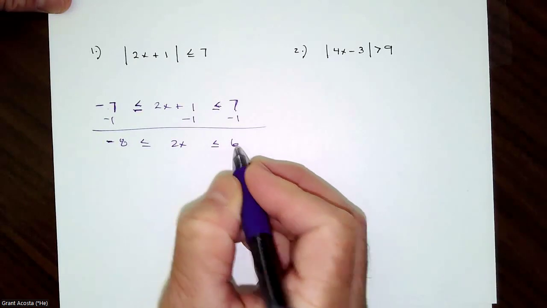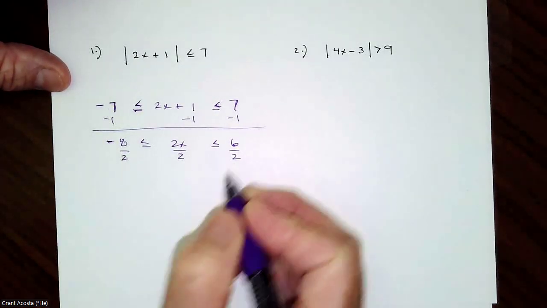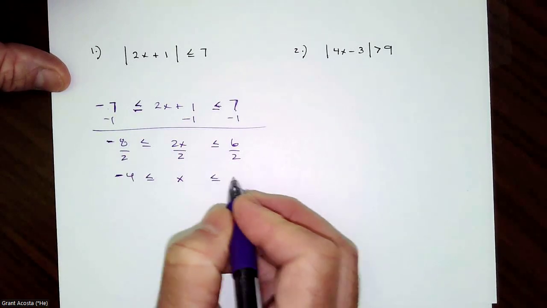7 minus 1 is positive 6. And then if I divide by 2, I've got to divide everybody by 2. So -4 is less than or equal to x, which is less than or equal to 3.